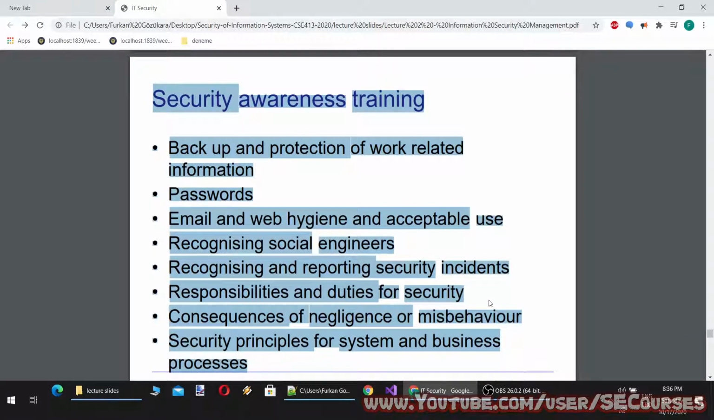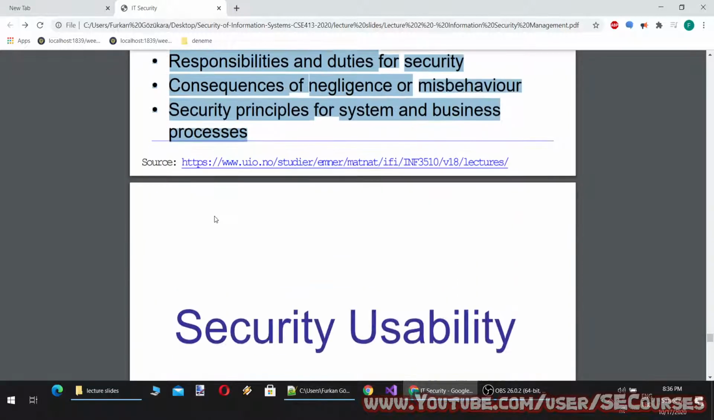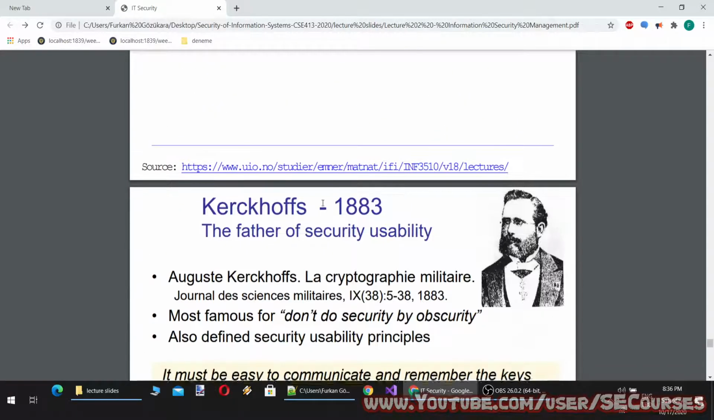Security awareness training: backup and protection of work-related information, passwords, email and web hygiene and acceptable use, recognizing social engineers, recognizing and reporting security incidents, responsibilities and duties for security, consequences of negligence or misbehavior, security principles for system and business processes. Alright, security usability.